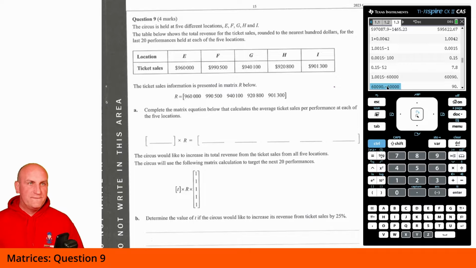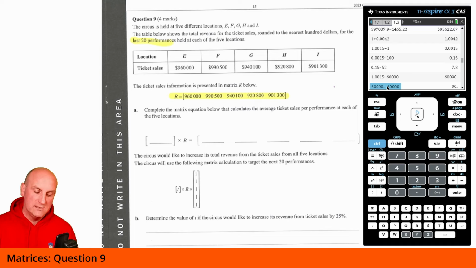The circus is held at 5 different locations, E, F, G, H, and I. The table below shows the total revenue for ticket sales rounded to the nearest $100 for the last 20 performances. As it turned out, that became really important. Location E, F, G, H, and I. The ticket sale information is presented in the matrix R below. Right. Complete the matrix equation below that calculates the average ticket sale price at each of the 5 locations.